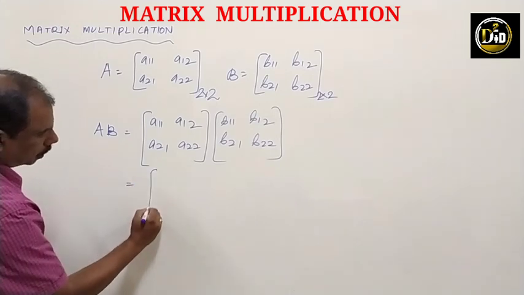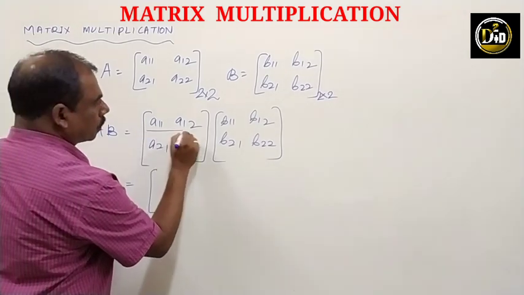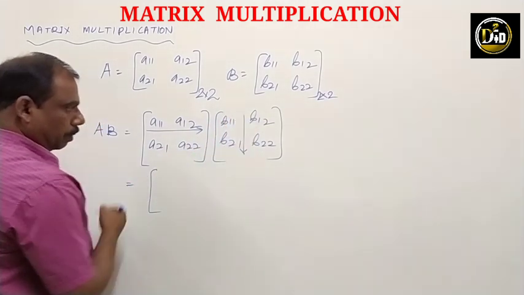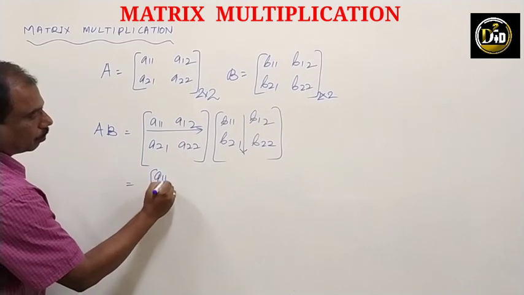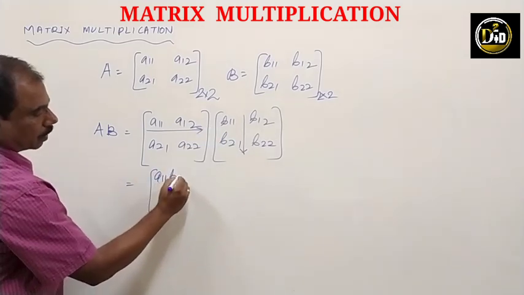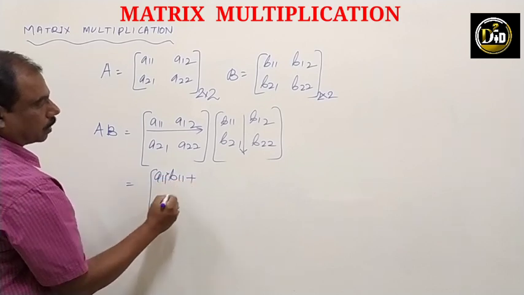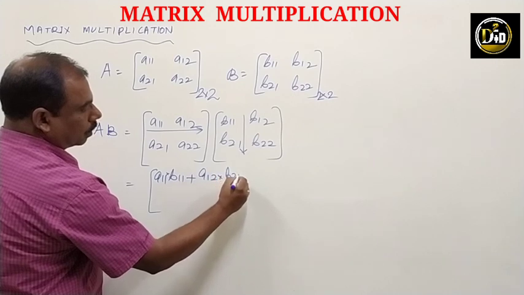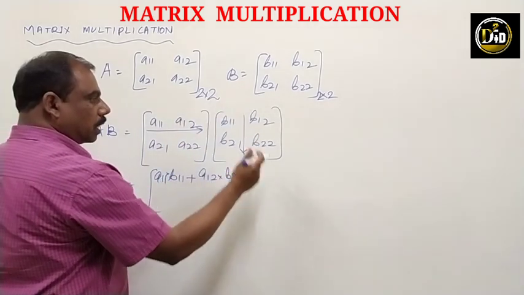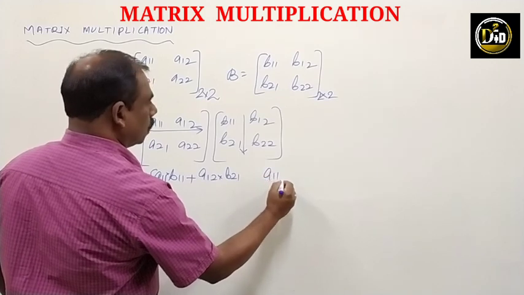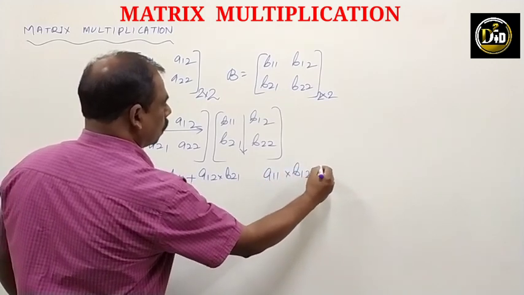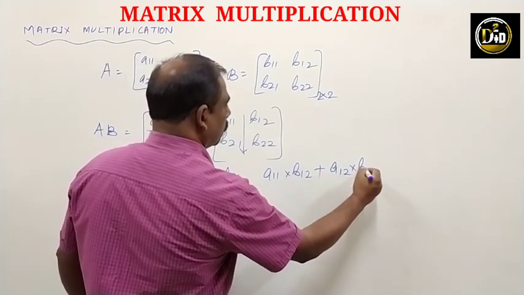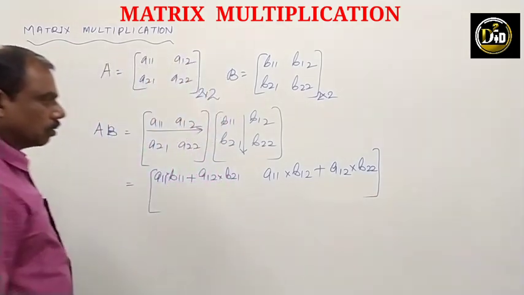And we use the principle we have discussed earlier. We take the elements of the row and we multiply by the elements of a column. We get A11 into the first element here, that is B11, plus A12 into B21. That is over. Going to the second column, we get A11 into B12 plus A12 into B22. We know that the columns are exhausted.